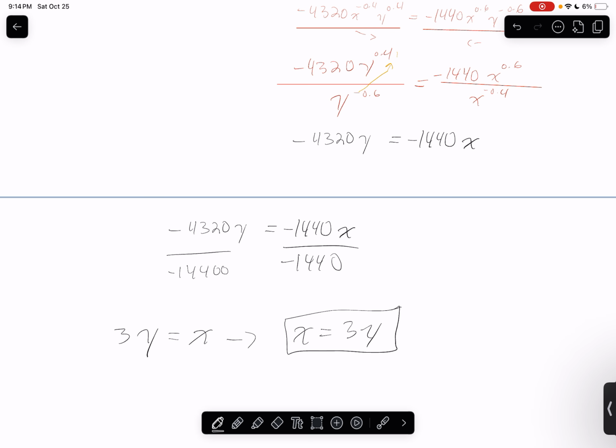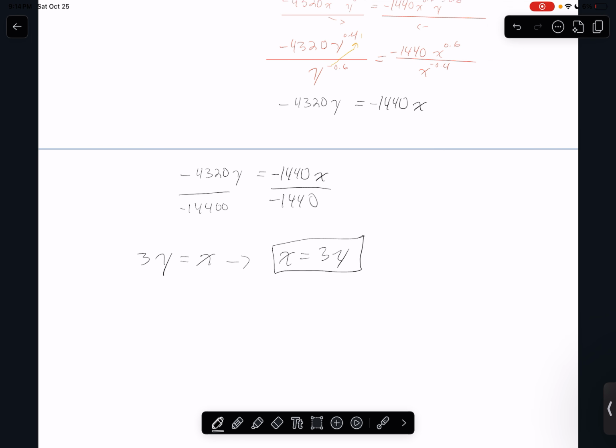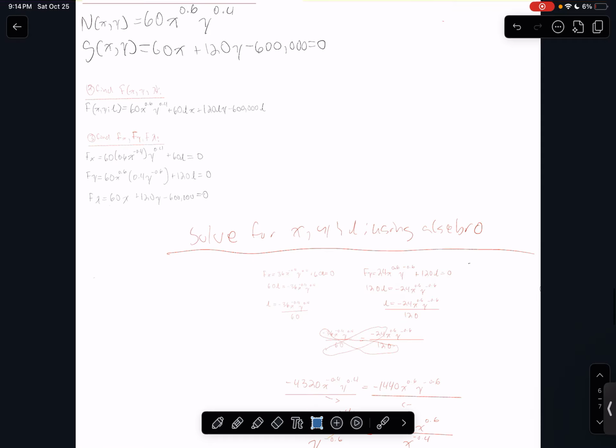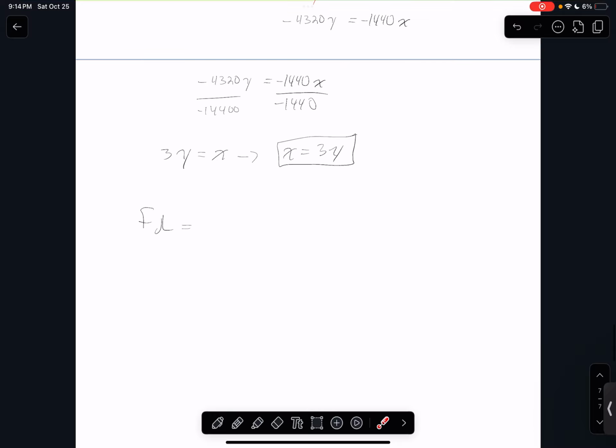So it's a big feat. I have my x. So what do I do now? I'm going to plug it into our capital F lambda equation, that's found in step 3, if you guys forgot. I don't want to throw you off. We're going to plug it into this equation here that we found in stage 3, just like we've been doing for the rest of the problems. And that equation was 60x plus 120y minus 600,000 equals 0.